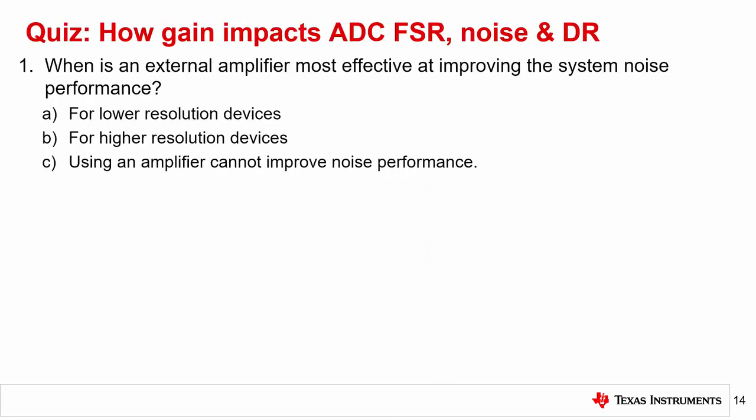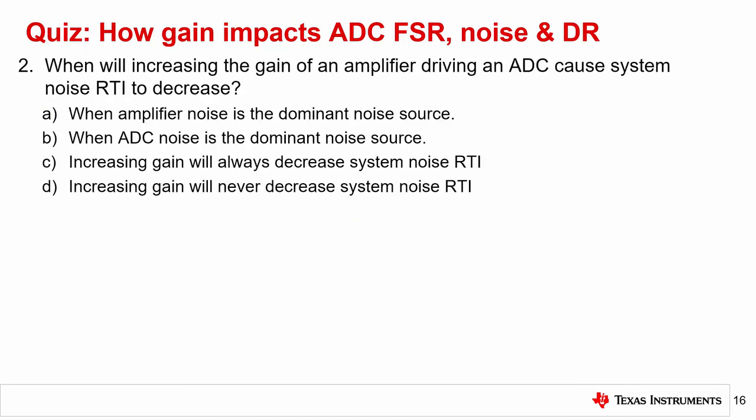Question 1. When is an external amplifier most effective at improving the system noise performance? The answer is A, for lower resolution devices. Question 2. When will increasing the gain of an amplifier driving an ADC cause system noise RTI to decrease? The answer is B, when ADC noise is the dominant noise source.